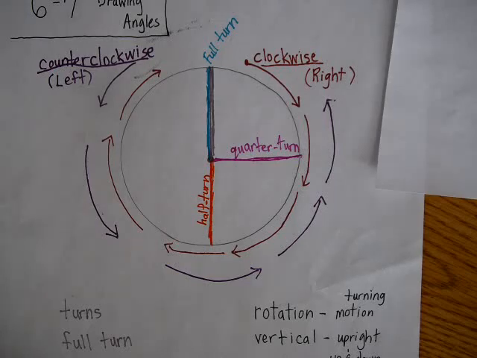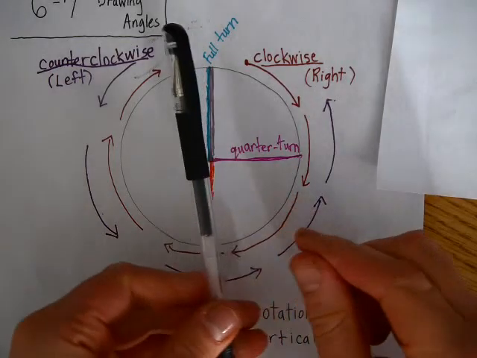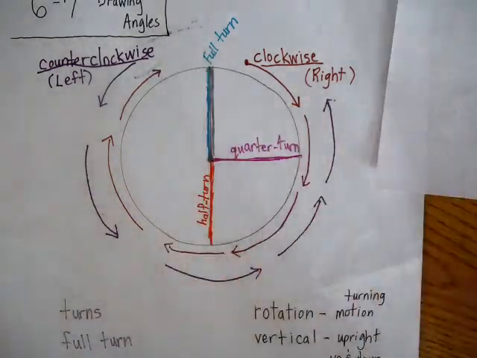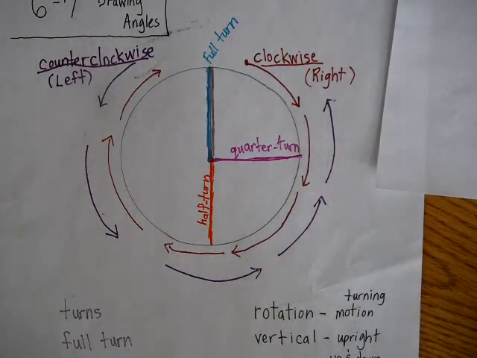Try to use the vocabulary rotation for a turning motion, and try to use the vocabulary vertical, meaning standing straight up and down, as opposed to horizontal, sideways. So these are the keywords that we're working with today. This is lesson 6-7 of 3rd grade Everyday Math, drawing angles.